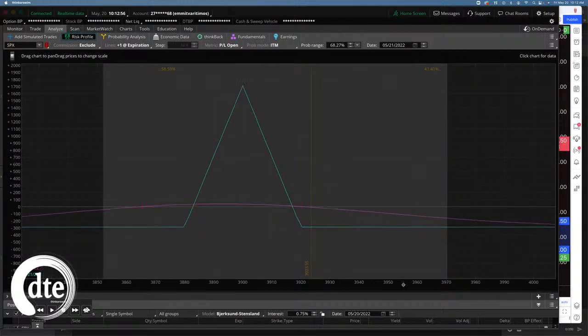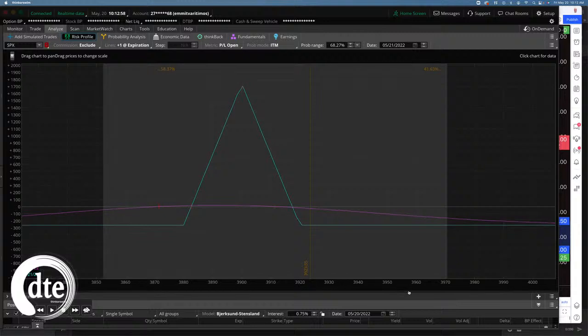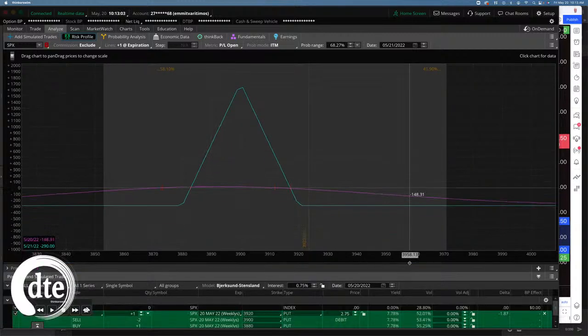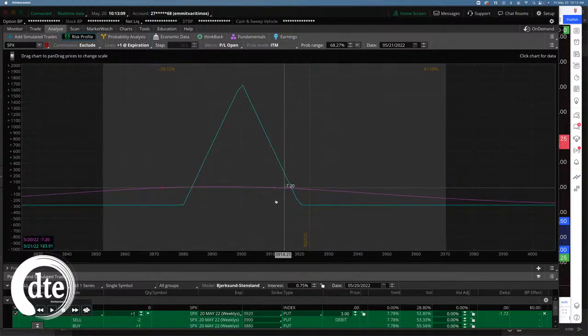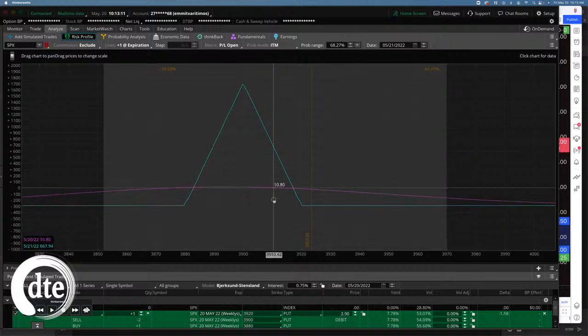Here's a trade that I already have on. I didn't take this trade. I'm just saying it's a trade that I already staged. And let's see, price is right about here right now.